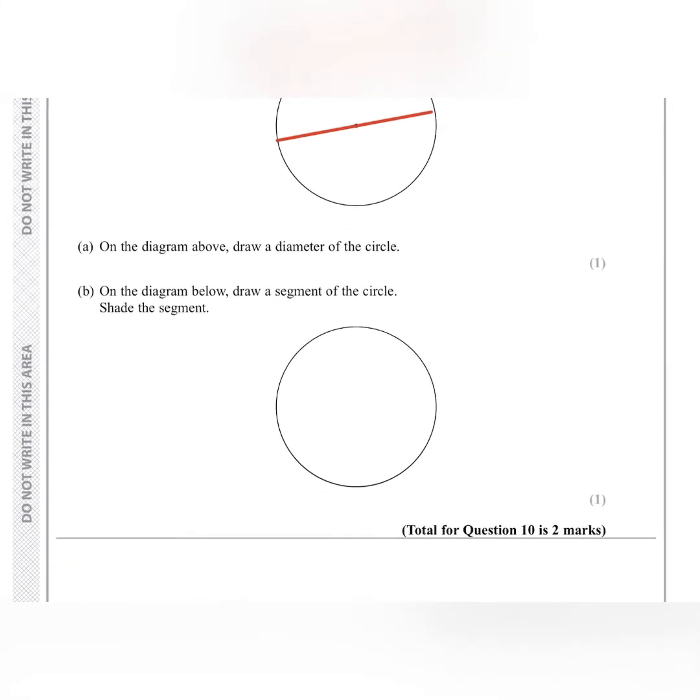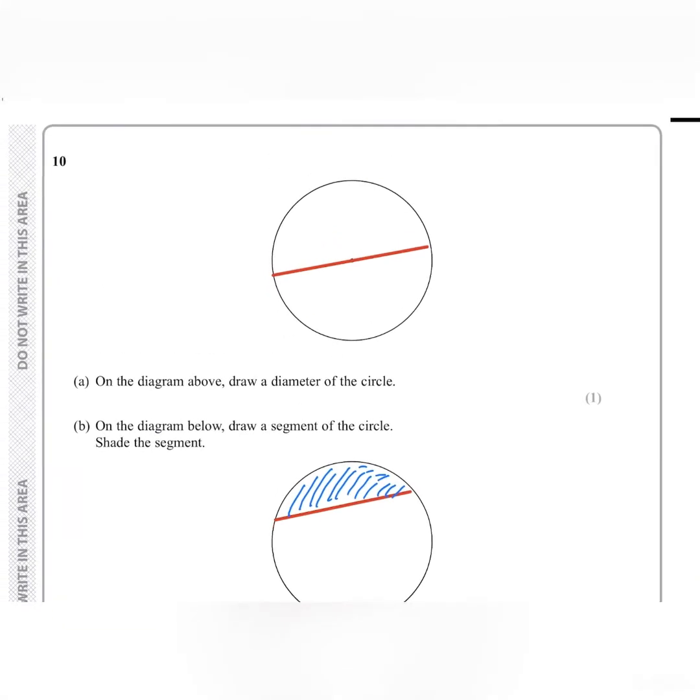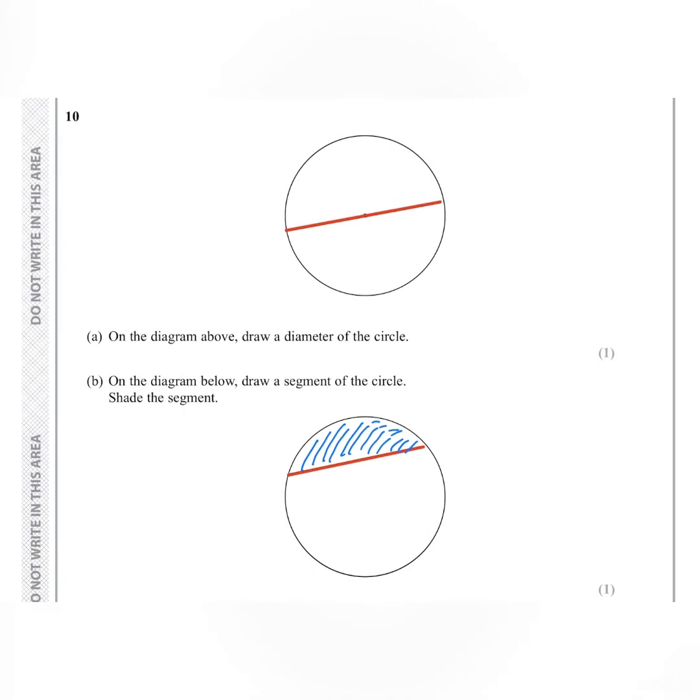And it says on the diagram, draw a segment of the circle. Now, a segment is where you can cut the circle anywhere, okay, like this. So we got the smaller or the minor segment and the major segment, and it says draw a segment of the circle and shade the segment. Okay, so I can just shade that one, or you could have shaded the bigger one as well. Okay, so that's question number 10.